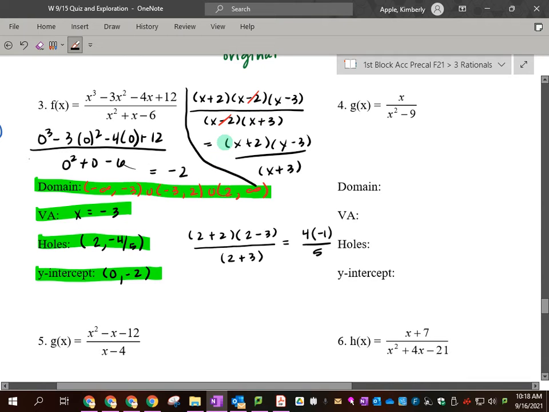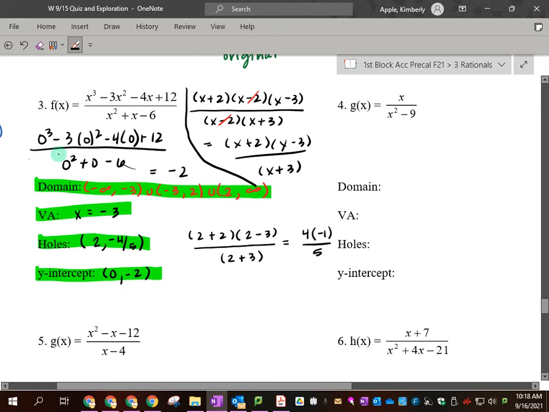Next thing I did was I wanted to find the hole, and there is one because there are factors canceling. Okay, so the hole will occur at +2, and then I have to find the other location, right? Because it's one single coordinate. And so in order to do that, I took this and I plugged it into the simplified version, this right here. So I said, okay, 2 plus 2 times 2 minus 3 divided by 2 plus 3, which gave me -4/5. So that's where the hole occurs.